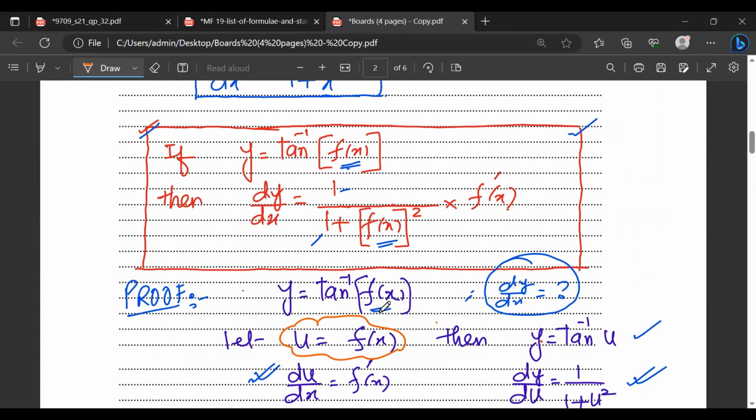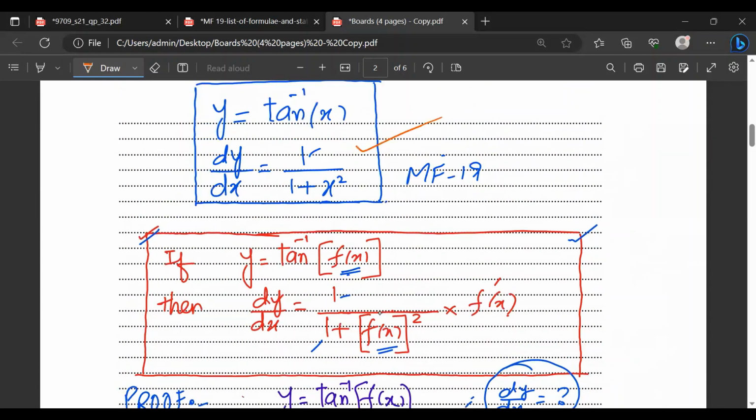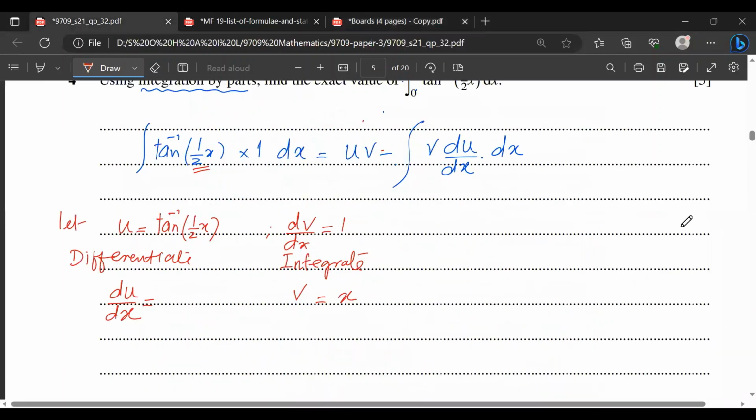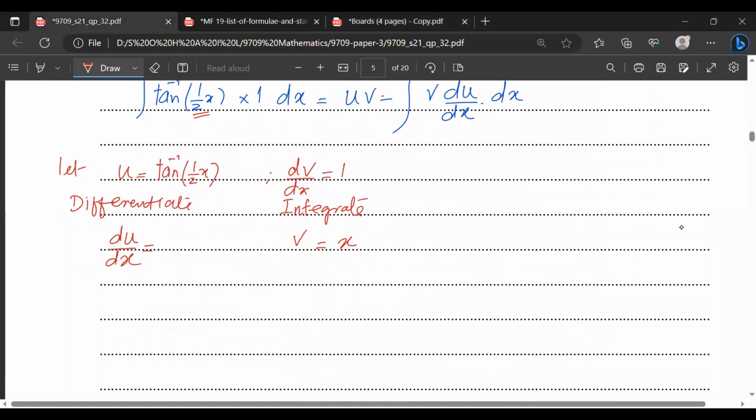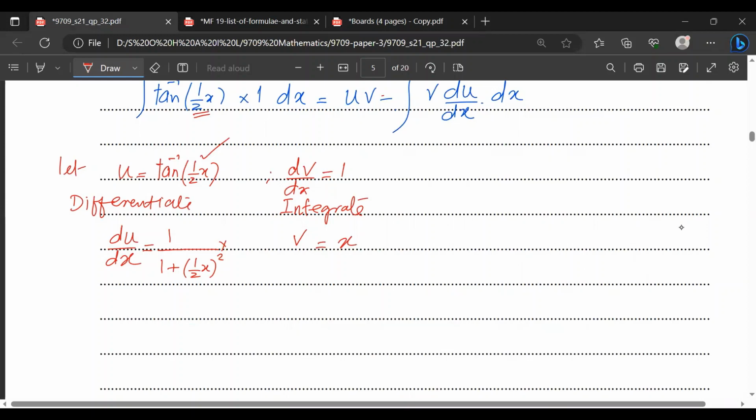If it is just x, we just wind up with 1 over 1 plus x square. But here we have a different function. As the case is here, we have 1 over 2x, that is half x here. So we get 1 over 1 plus (1 over 2x) whole square, into the derivative of 1 over 2x, which we know is 1 over 2.